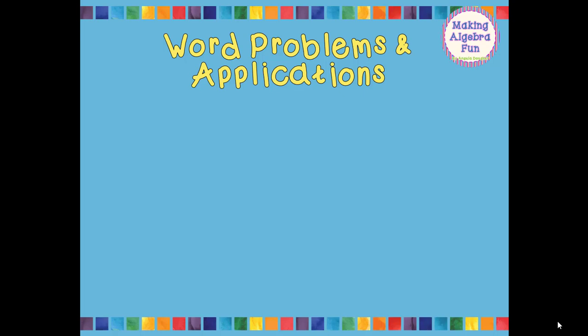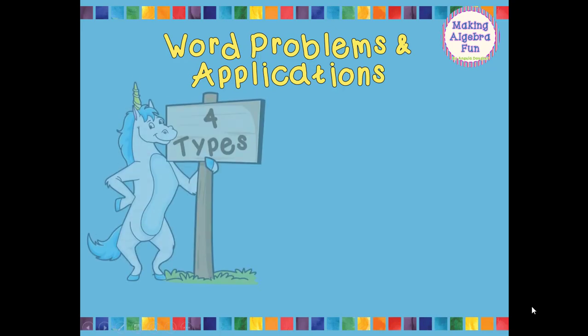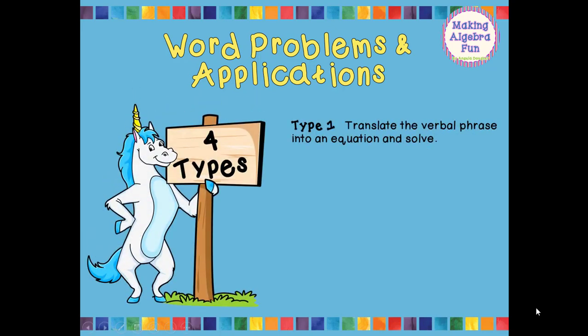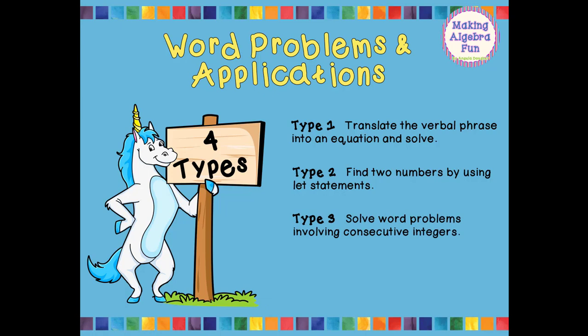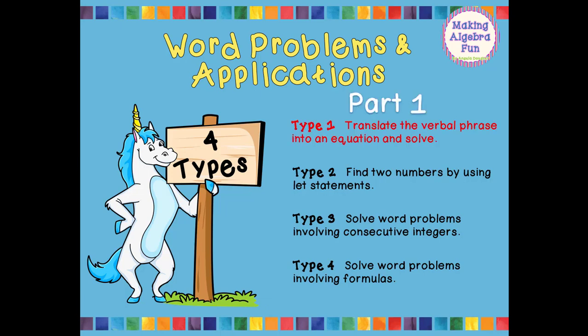I'm here today with a video on word problems and applications. This will be a 4-part series. I want to look at 4 different types and I'm going to show you 4 different short videos. Altogether, we're going to be covering type 1, translating the verbal phrases into an equation. Type 2, where we find 2 numbers using let statements. Type 3, where we solve word problems involving consecutive integers. And type 4, where we solve word problems involving formulas. So today's video is going to be just the first type, translating the verbal phrase into an equation and solving.